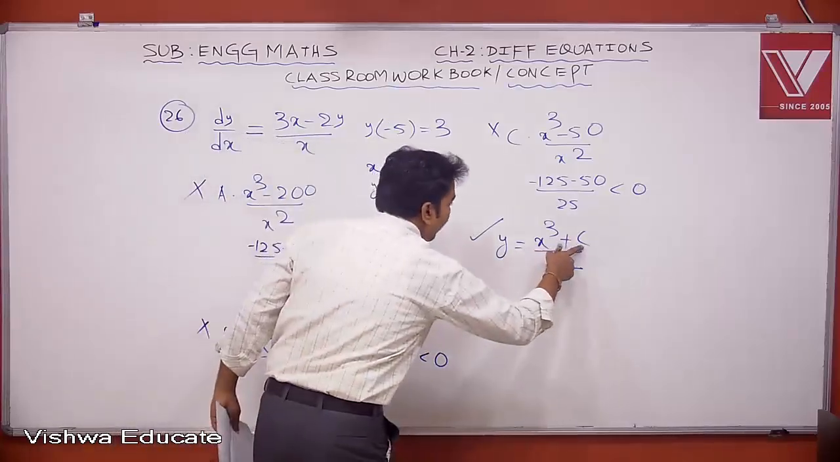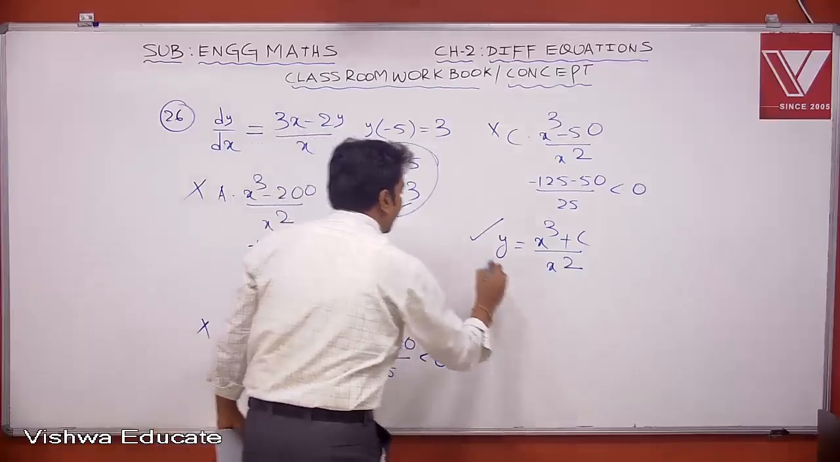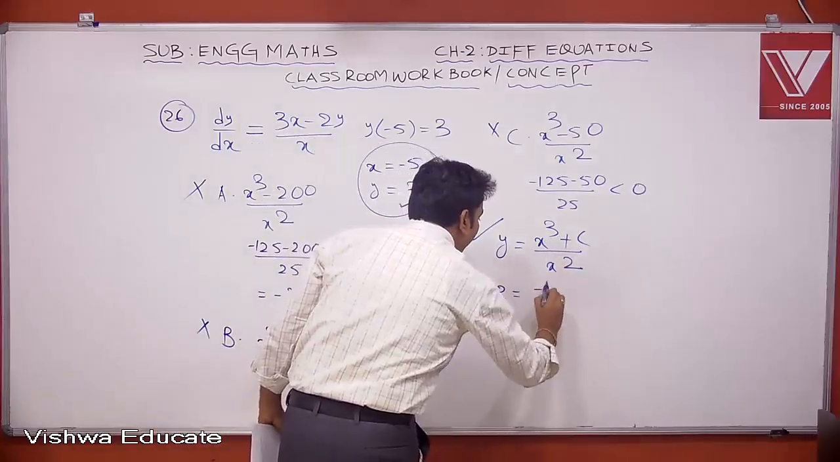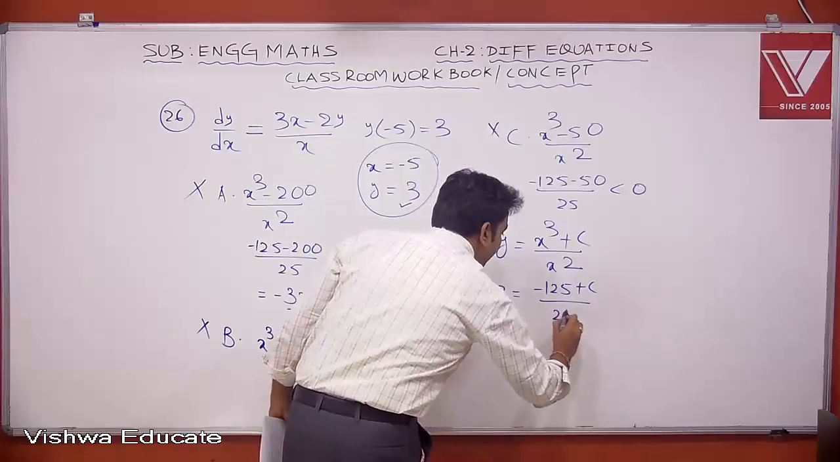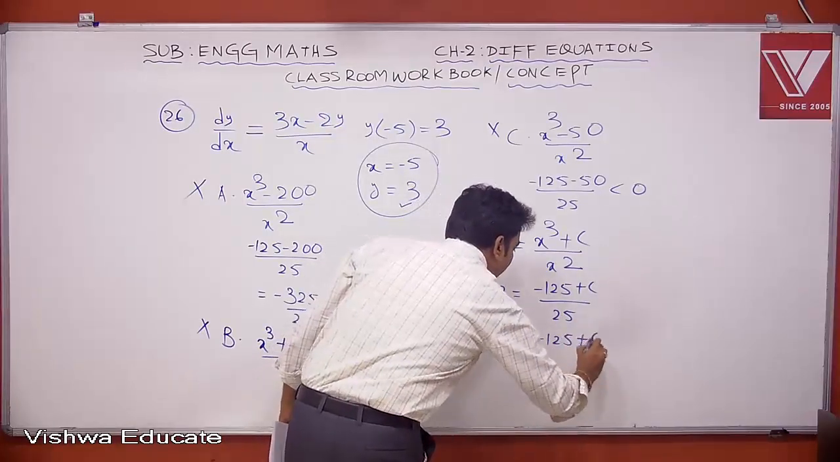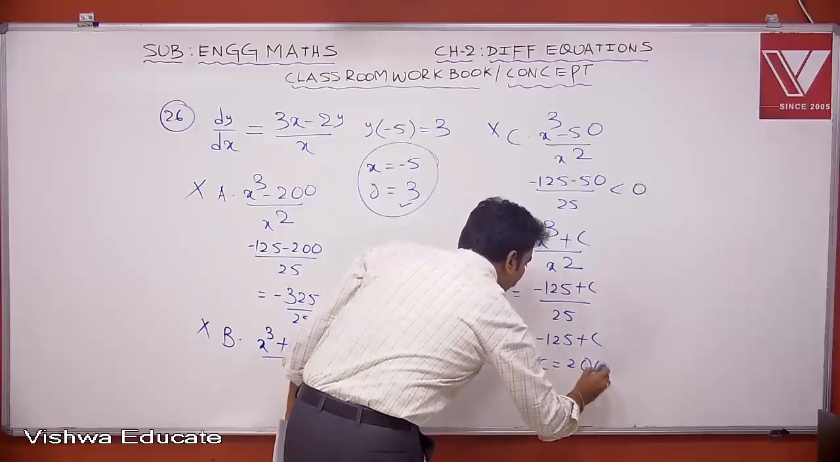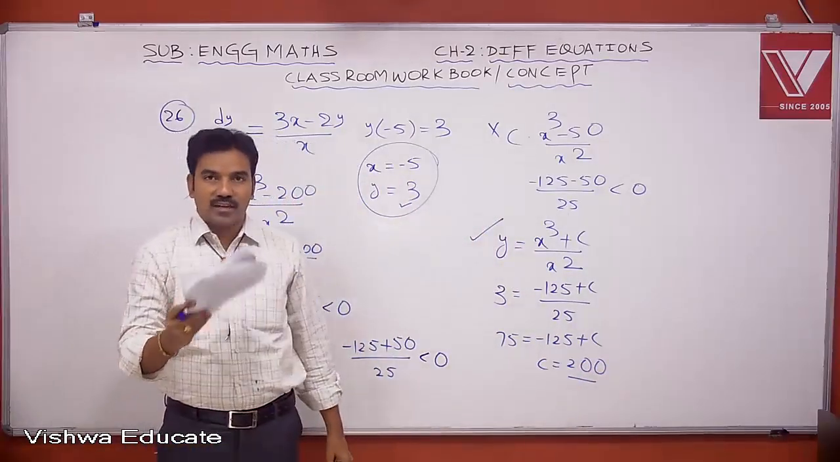Now let us try to find the c value by using this boundary condition. Y value 3, x value minus 5. So 3 equal to ((minus 5) whole cube, minus 125, plus c) divided by (minus 5) whole square. This is 25. So 75 equal to minus 125 plus c. So c value equal to plus 200. Therefore option D is the right answer.